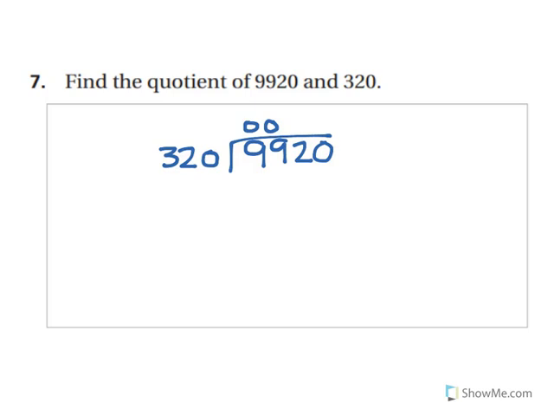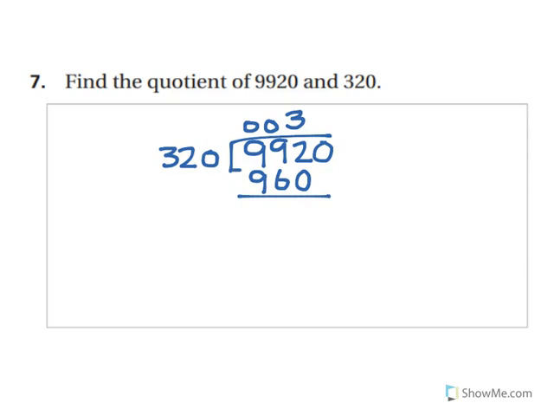Well, 300 times 1 is 300, times 2 is 600, times 3 is 900, times 4 is 1,200. That can't be 4. So 3 is the best bet. We're going to do a 3 here. 3 times 0 is 0. 3 times 2 is 6. 3 times 3 is 9.